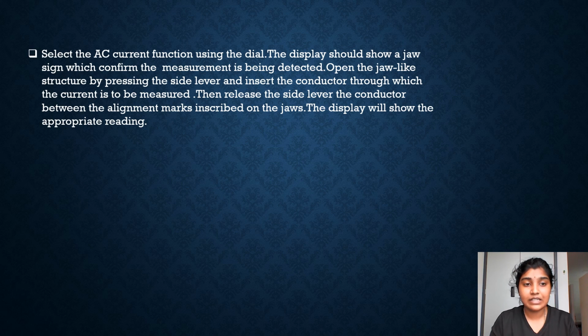Last but not least, select the AC current function using the dial. The display should show a jaw sign, which confirms the measurement is being detected. Open the jaw-like structure by pressing the side lever and insert the conductor through which the current is to be measured. Then release the side lever, placing the conductor between the alignment marks inscribed on the jaws. The display will show the appropriate readings.